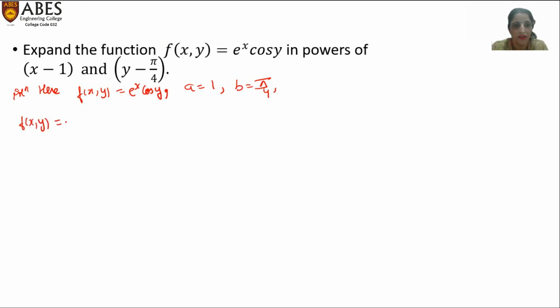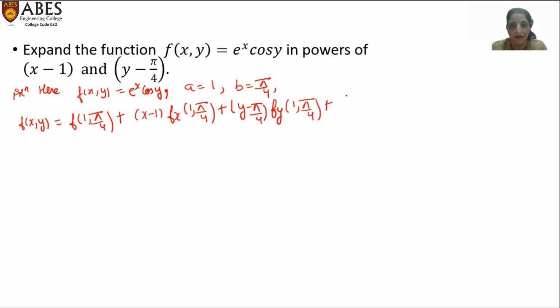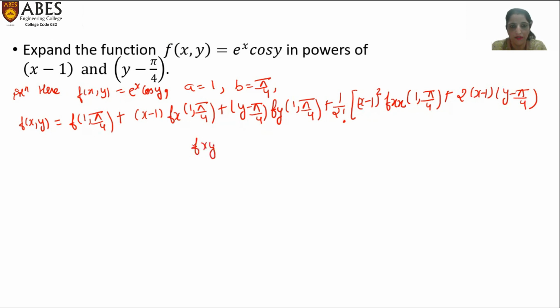I am writing again: f(x,y) is f(1, pi by 4) plus (x minus 1) times the partial derivative of f with respect to x at (1, pi by 4) plus (y minus pi by 4) times the derivative with respect to y at this point, plus 1 upon 2 factorial [(x minus 1) whole square times f_xx at (1, pi by 4) plus twice (x minus 1)(y minus pi by 4) times f_xy at (1, pi by 4) plus (y minus pi by 4) whole square times f_yy at (1, pi by 4)], and so on. By default, we expand the function up to second degree terms.